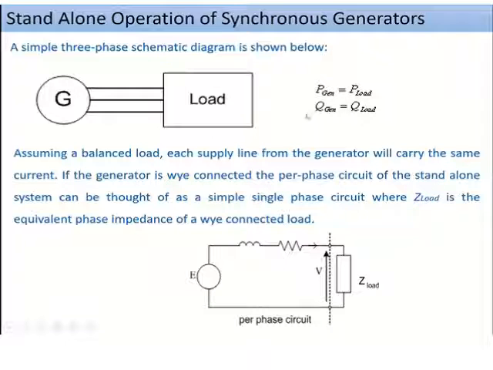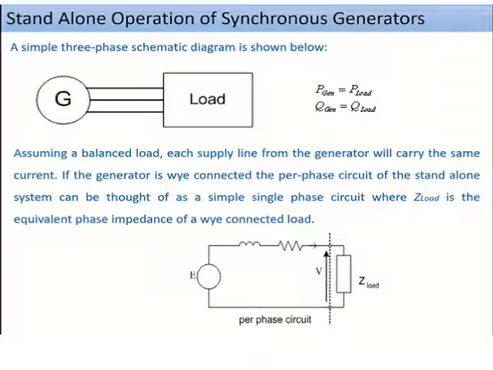The most important thing to remember in standalone operation is P generation is equal to P load and Q generation is equal to Q load. That means it is the load active and reactive power which will decide your active power generation as well as reactive power generation. So a balanced supply is taken here.